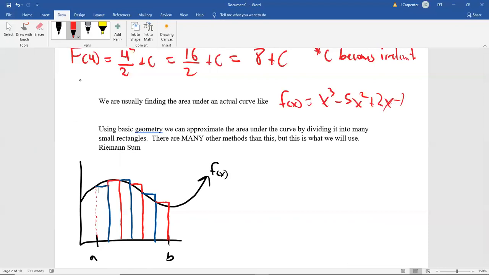So using basic geometry, we can approximate the area under the curve by dividing it into many small rectangles. So we find the area of all these rectangles because those are easy to find. It's just length times width. So you take this width times this height, this width times this height.